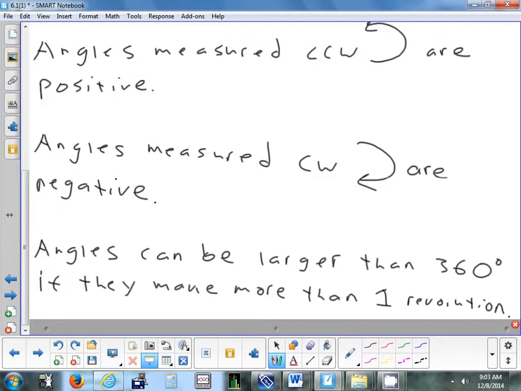You can also measure angles that are larger than 360. Typically this happens when we talk about rotations or if something's spinning. When you're dealing with a triangle, would you ever have an angle larger than 360? In fact, if you know a little bit about triangles, what would be the maximum size angle that you could have in a triangle?